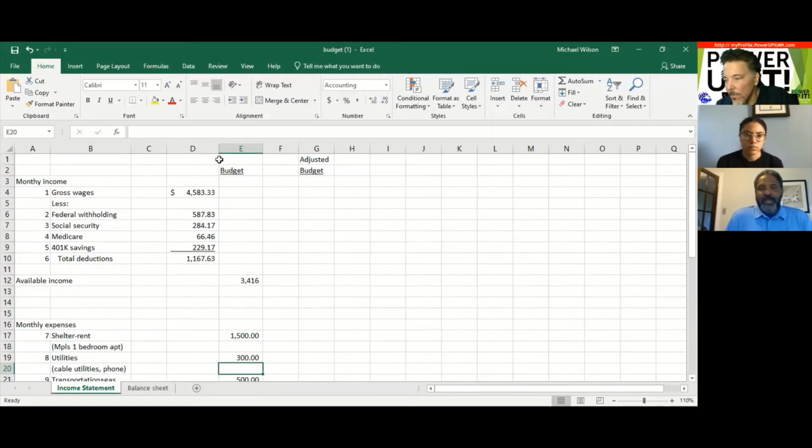We also assume that this young person was going to take advantage of a 401k savings plan and save 5% of their salary. That translates to $229 a month. Okay, well, this is where it gets fun. If that's the case, and you're bringing home $3,416 each month, what would it look like to live in Minneapolis, and how much could you expect to spend?